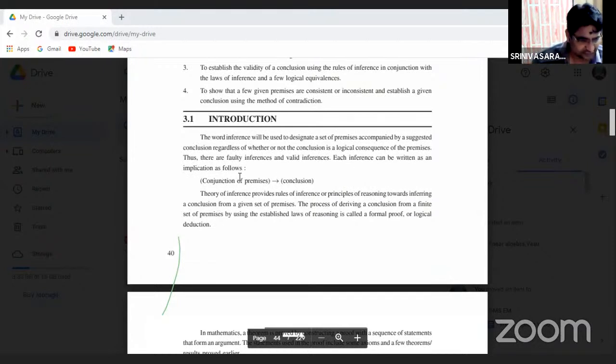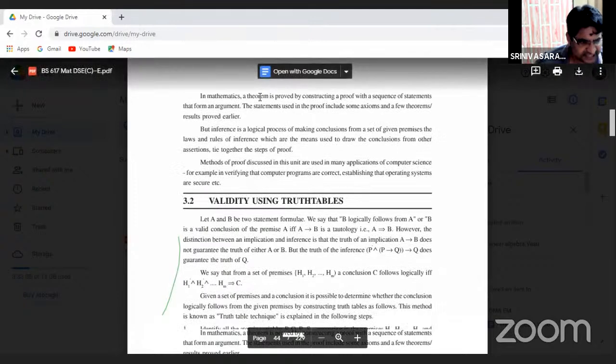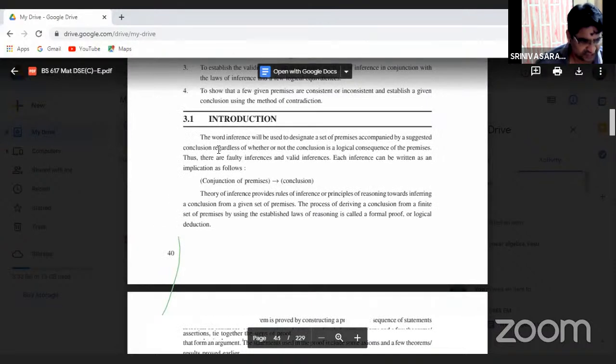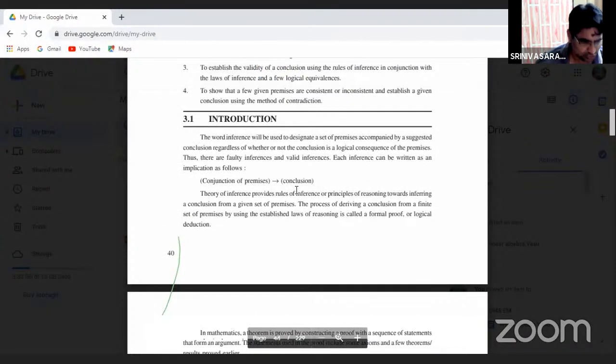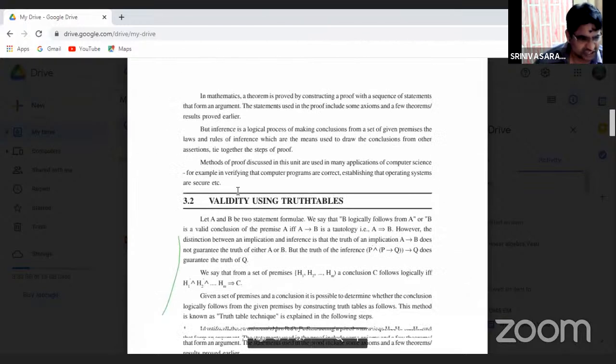Now here, what is the conjunction of premises? Conjunction of premises implies conclusion. In mathematics, a theorem is proved by constructing a proof with a sequence of statements. What is the importance of this? The conjunction of premises goes to the conclusion. Suppose the first part is called the initial part and the final part is called the terminal part. There are so many theorems you have to observe in the mathematical concept in the first year, second year, or final year.